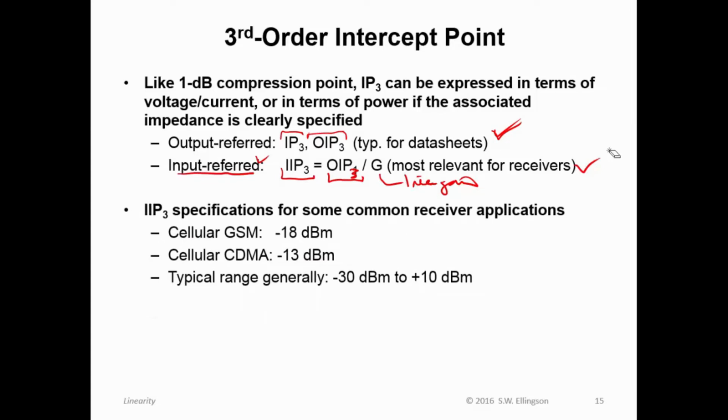Just to give you some perspective on what typical numbers look like here, for some common receiver applications, such as in cellular wireless telecommunications, we have standards such as GSM, CDMA, and so on. A typical third order intercept point specification for a cellular GSM receiver would be something like minus 18 dBm. For cellular CDMA, it would be something like minus 13 dBm. Typically, the range of acceptable input third order intercept point is somewhere between minus 30 dBm and plus 10 dBm.